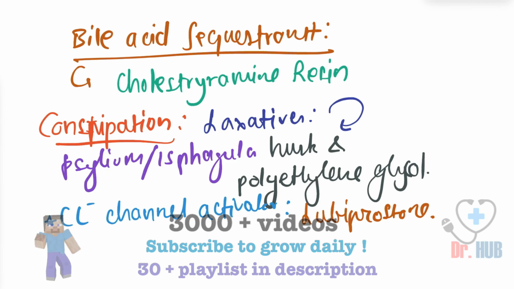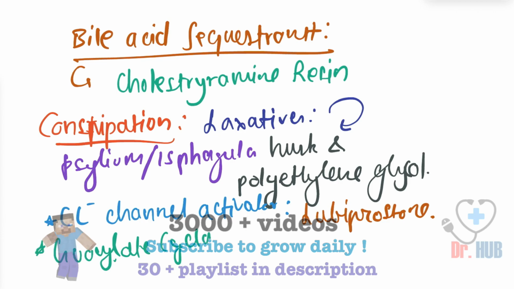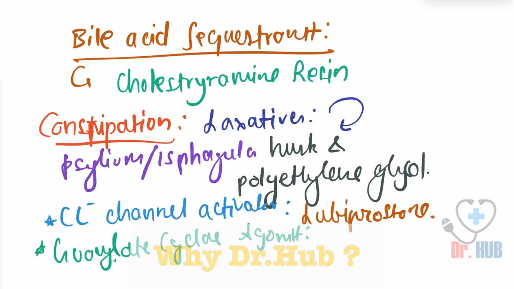Then we look at the guanylate cyclase agonist. So what does this include? It includes linaclotide.